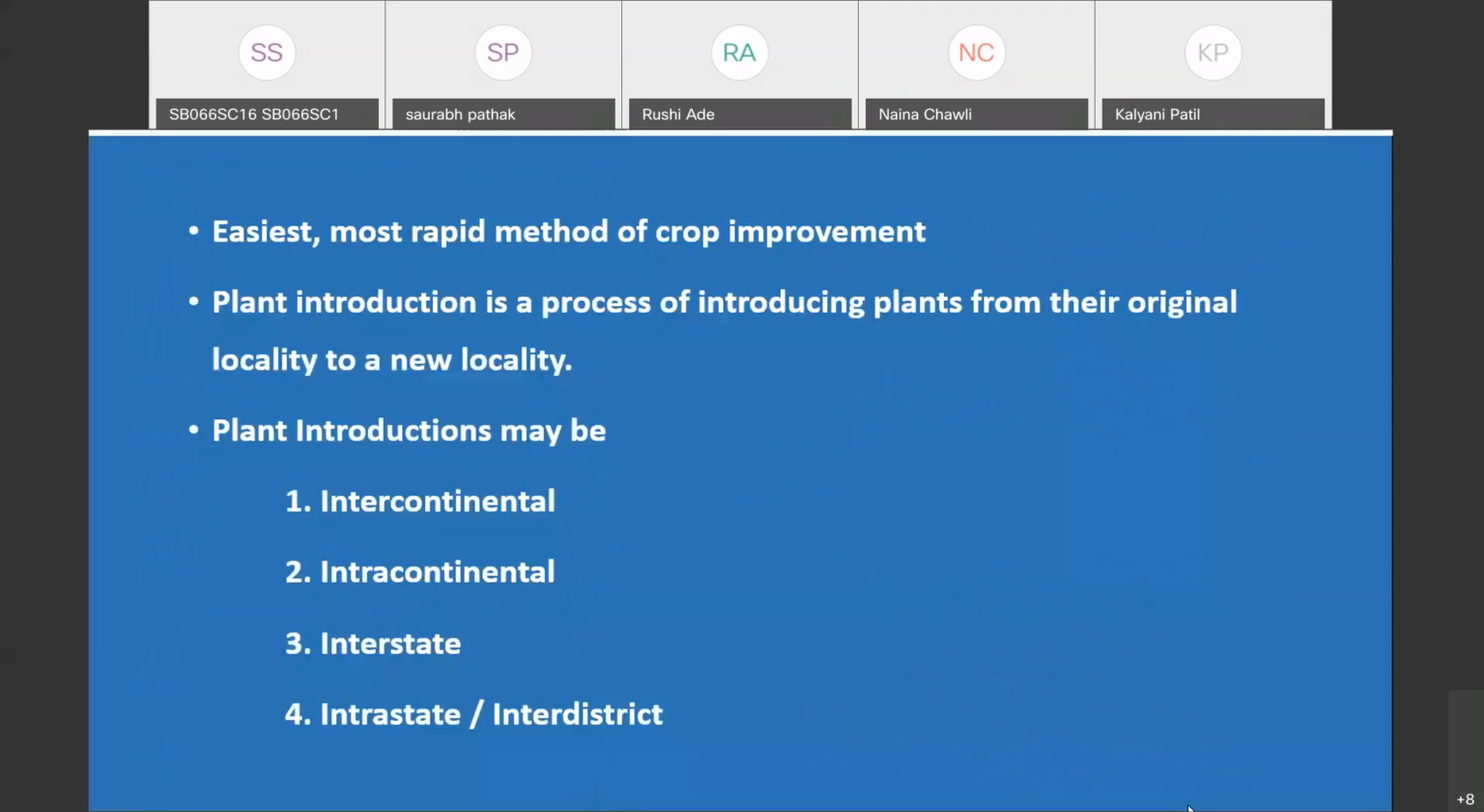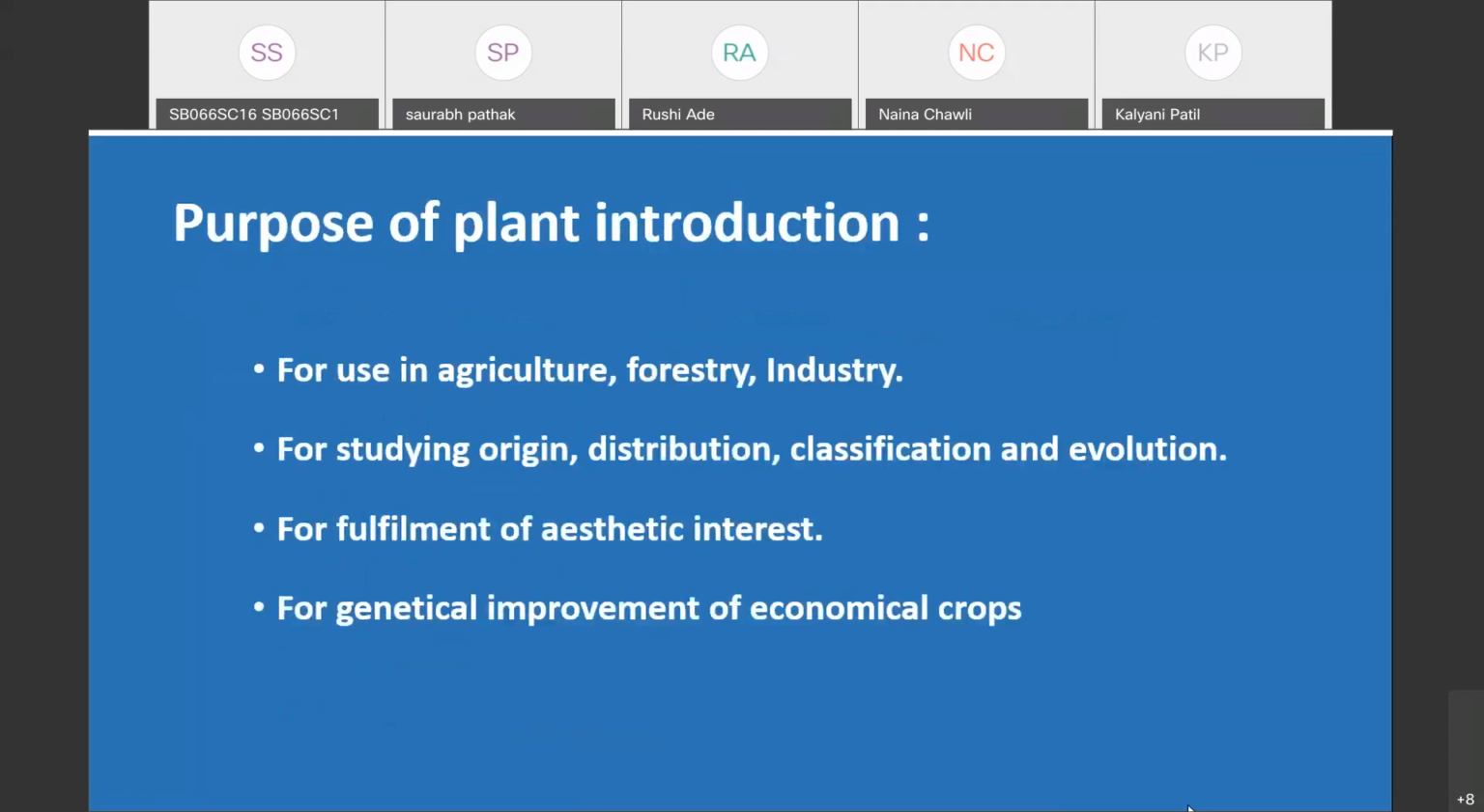Plant introduction is nothing but the process of introducing plants from their original locality to a new locality. That means the plants are transferred from one country to another country having a different environmental condition. Acclimatization follows plant introduction. There are four types of plant introduction: the first one intercontinental, second intracontinental, third interstate, and the fourth intrastate, which is also referred to as inter-district.